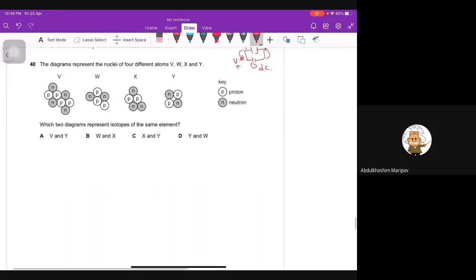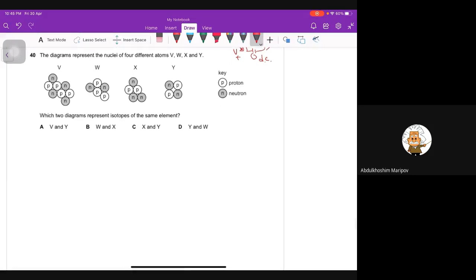Question 40. The diagram represents the nuclei of 4 different atoms, V, W, X, and Y. Which two diagrams represent isotopes of the same element? Right now, atomic physics. What are isotopes? You studied this in chemistry as well, I guess. But anyway, isotopes, guys, in nature, are the same element. For example, hydrogen, 1 1.